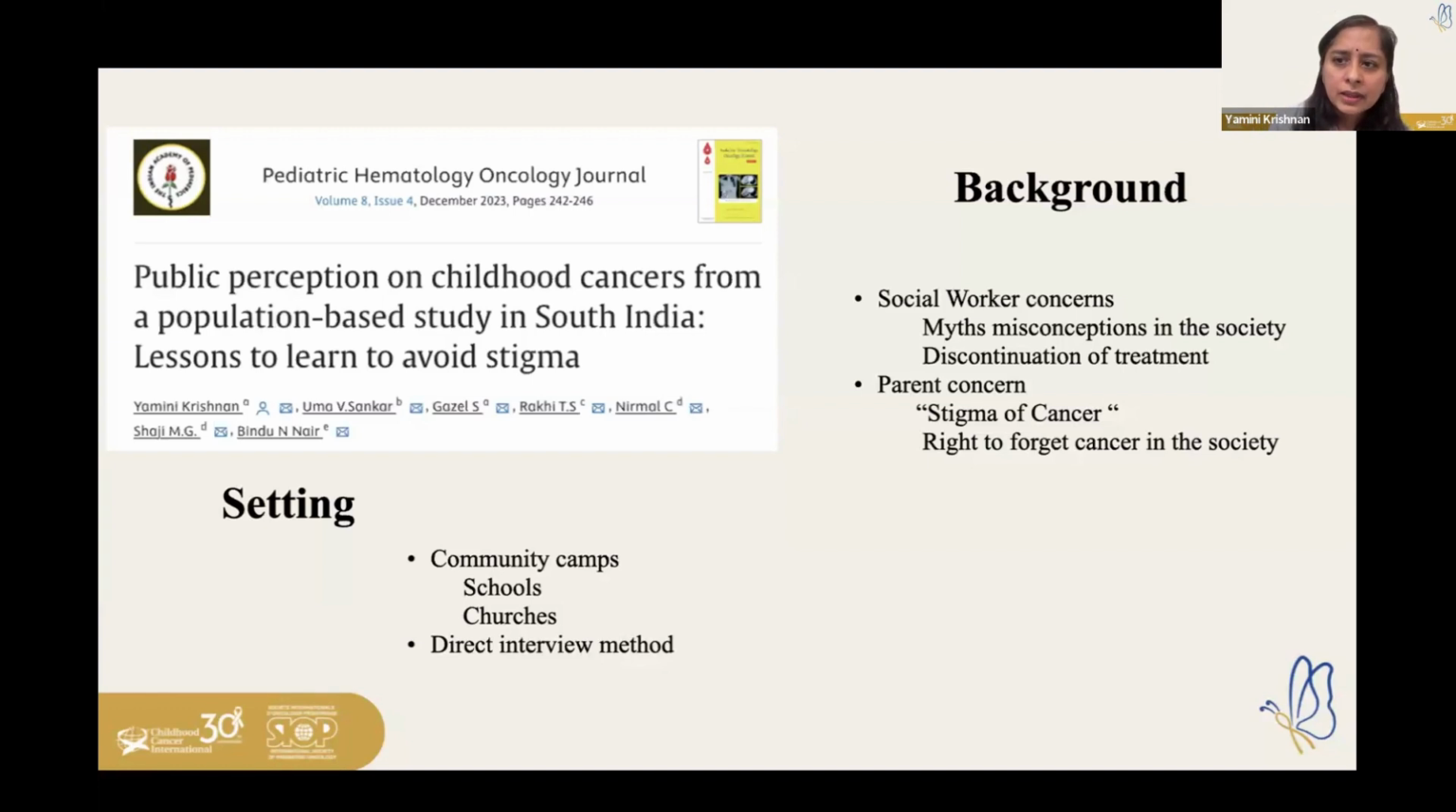Basically, a child with cancer was always labeled as a cancer patient, even after they would become a survivor, even after 5-10 years, they would still be called a cancer patient rather than a normal child. So the right to forget cancer was always the intention of the parent, but that would never happen in the society.